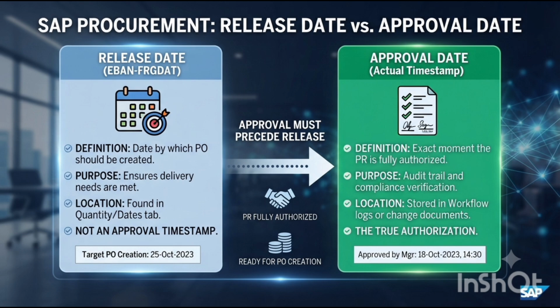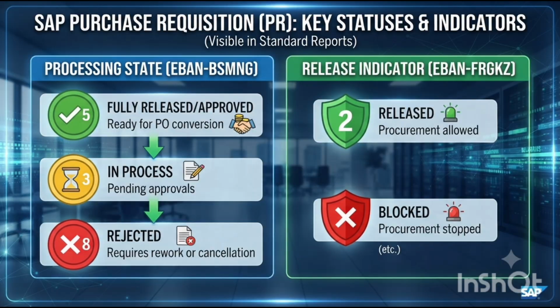In contrast, the true approval timestamp records the exact moment the requisition receives full authorization through its release strategy. These critical timestamps are not stored in standard basic data fields. Rather, they must be extracted from workflow runtime logs or change document tables. For accurate audit trails and process compliance reporting, you must always look past the planned release date and interrogate the change history to find out when authorization actually occurred.